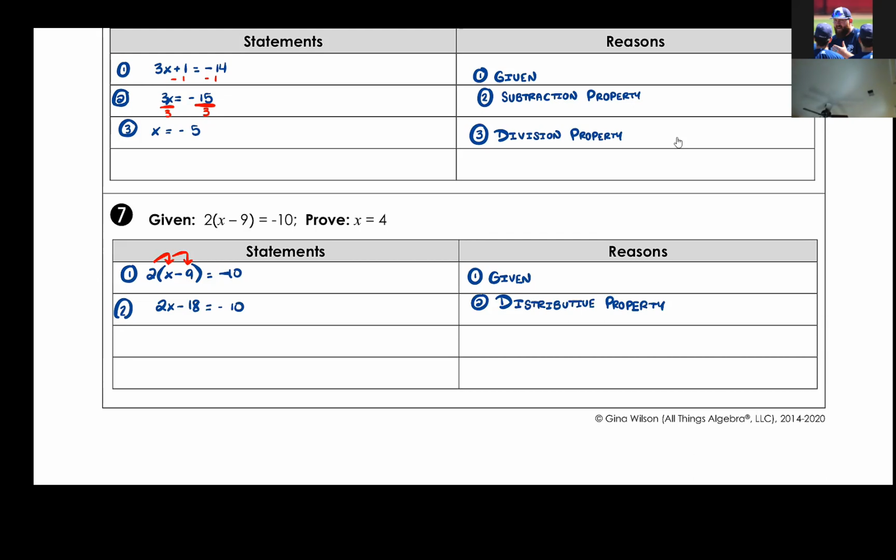All right, what are we going to do next? We're trying to solve for x. We're going to add 18 to both sides, because our ultimate goal in solving for x is what? Yeah, isolate that pesky variable. So if I add 18 to both sides, what do I end up with? 2x equals 8. What's my justification? What allowed me to do that? Addition property, good.